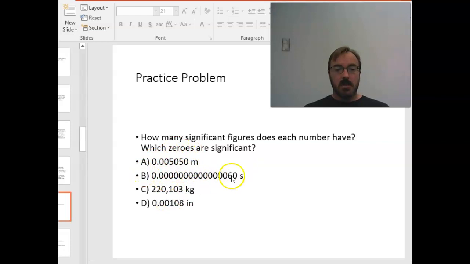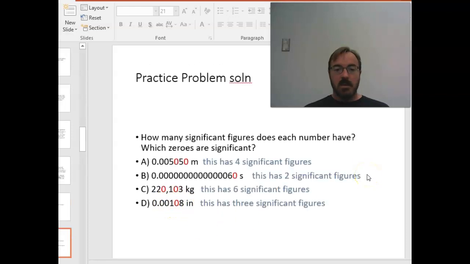This one, don't let the large number of zeros fool you. It just has 2 sig figs, the 6 and the 0. This 0 counts because it's after the last non-zero digit. This one, there's no decimal, but that doesn't matter for interior zeros between non-zero digits. So this one has 6 significant figures. If we don't have zeros at the end, then I don't need to worry about putting a decimal here. And then this number, these are not significant. You have 3. There are the answers written out for you.